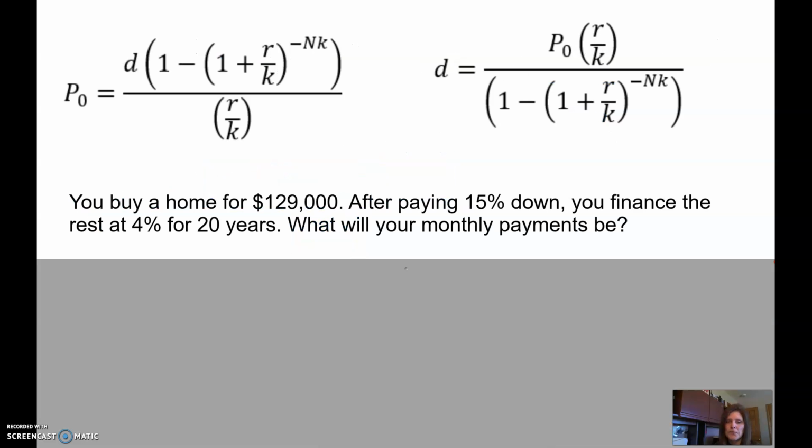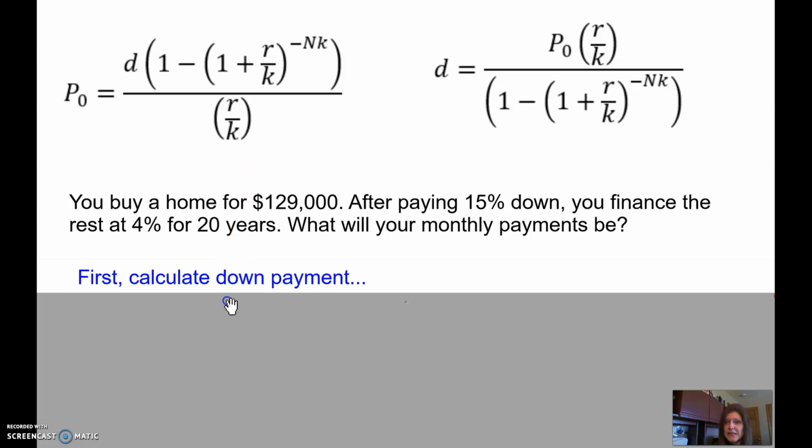Let's take a look at one more. It says, you buy a home for $129,000 after paying 15% down. You finance the rest at 4% for 20 years. What will your monthly payments be? All right, so this time they're telling me the big price, and I'm supposed to figure out the payment. So I'm going to be solving for D on this one. But I don't jump there. There is that little statement that says after paying 15% down. So it's 15% of the purchase price. So the first thing we actually have to calculate is the down payment.